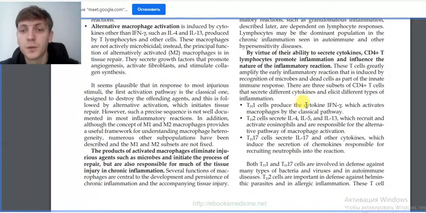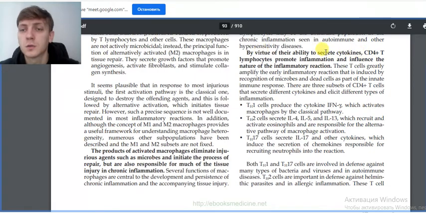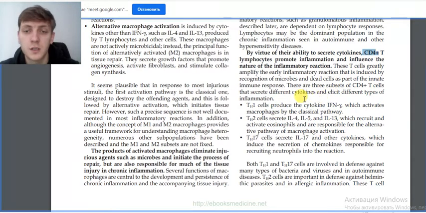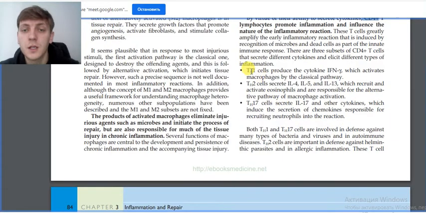So, for example, it will be discussed more in later topics, but we have CD4 positive T lymphocytes. So what does it mean? We'll discuss later, but just remember, CD4 positive T lymphocytes promote inflammation and influence the nature of the inflammatory reaction. And we have different cytokines which are produced by CD4 positive T cells. For example, Th1 cells produce interferon gamma. I remind you, interferon gamma activates the classical pathway of macrophage activation.